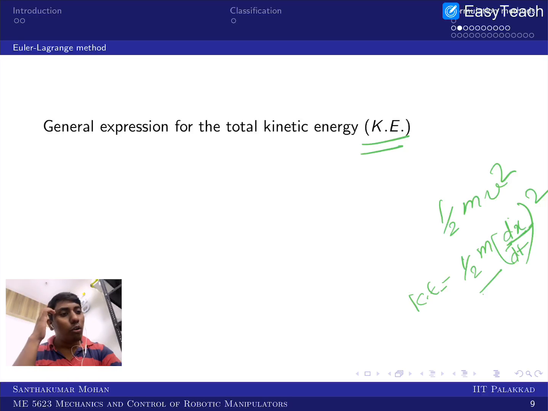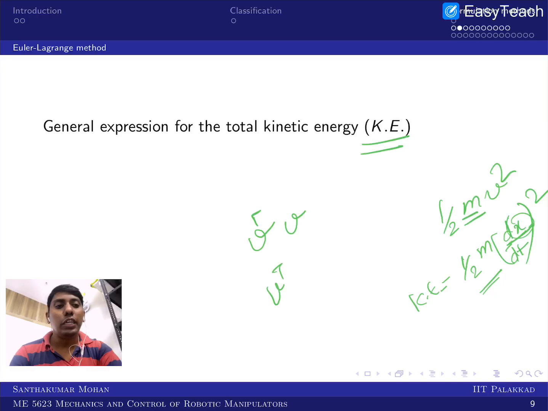But now this is no longer a scalar, in the sense the variable is no longer one dimensional, it is a vector of variables. Then you can see that this m would also consist of several terms. So we can write v squared in vector form, that is v transpose into v, right? Now there is an inertia matrix involved, so v transpose into M into v. So this is your kinetic energy.